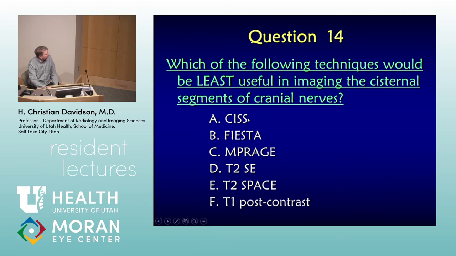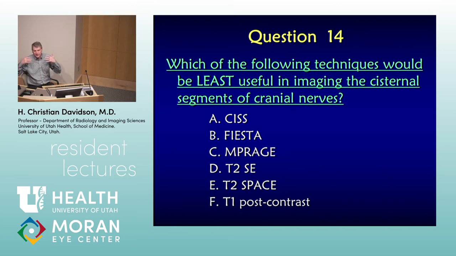Now, three of these, the KISS, the Fiesta, and the T2 space, so A, B, and E, are all pretty much the same thing. These are actually vendor terms. It's kind of unfair that Siemens and GE, which are the two main manufacturers that we have experience with, use different acronyms for their imaging sequence. The bottom line is the KISS, the Fiesta, and the T2 space are sequences that are heavily, heavily T2.